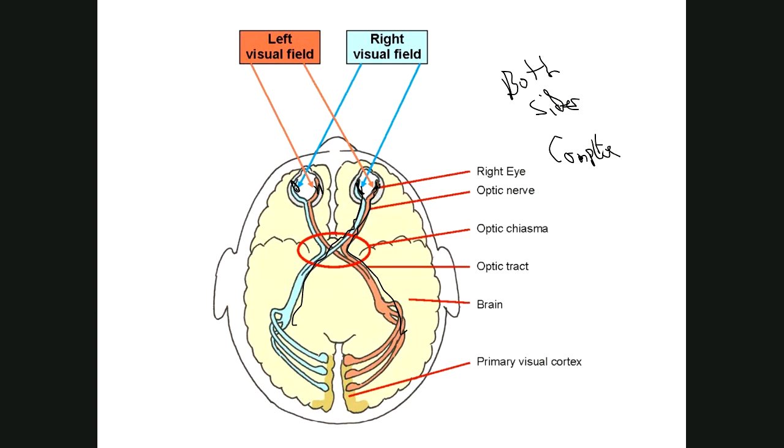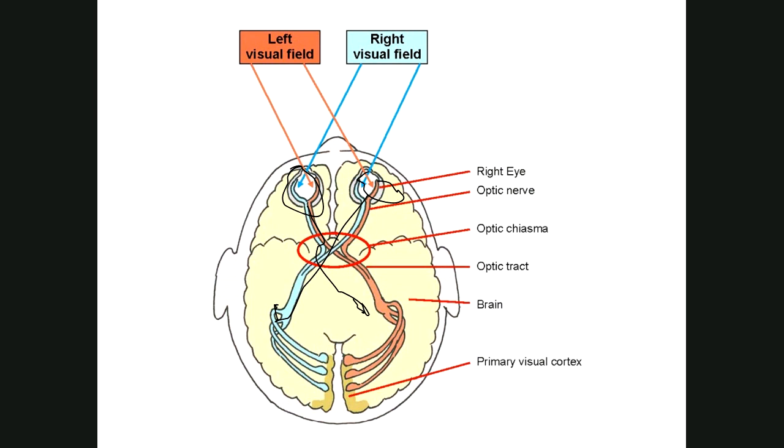If it weren't like that, if this whole eye crossed over to here and this whole eye crossed over to here, each side of your brain would only get half of the picture. But it's not like that. Does it make sense? So that is basically the eye. So does anybody have any questions?